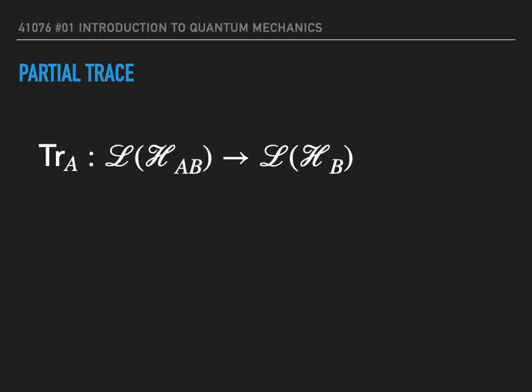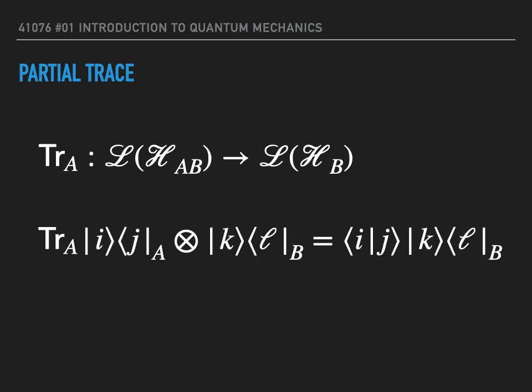The partial trace is a linear operator that takes a linear operator defined on the joint Hilbert space HA and HB as the input and outputs a linear operator on the Hilbert space HB. Specifically, the partial trace over subsystem A is defined on the linear operator basis, namely the outer product of the computational basis ij in Hilbert space A, tensor the outer product of the computational basis kl in the Hilbert space B, and outputs the outer product of computational basis kl times the inner product of ij, which is just a number.